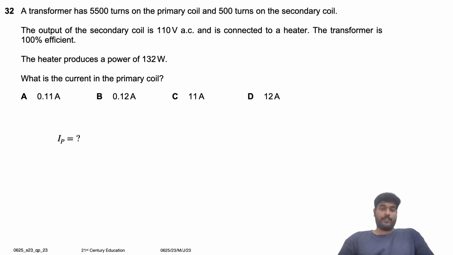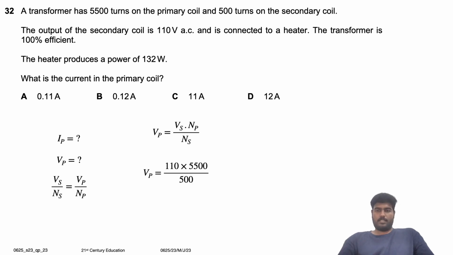Before that, we have to find the primary voltage. Luckily, we know the transformer equation: Vs by Ns is Vp by Np. What is N? The number of turns in the coil. Let's rearrange this for Vp: Vs Np by Ns. Then eventually we get 1210 volt in the primary coil.